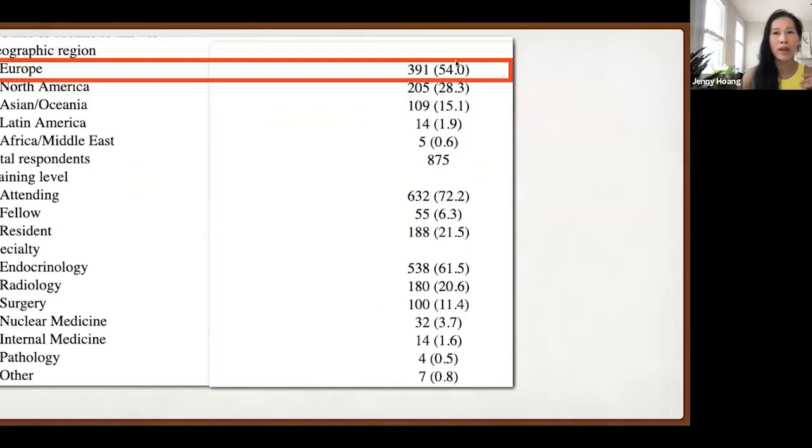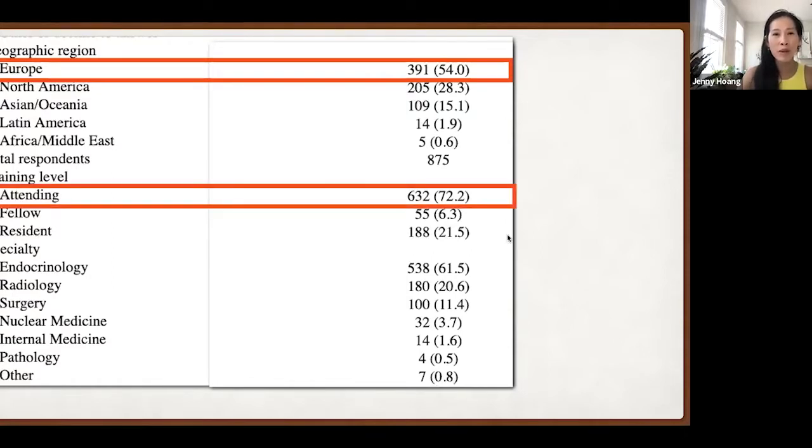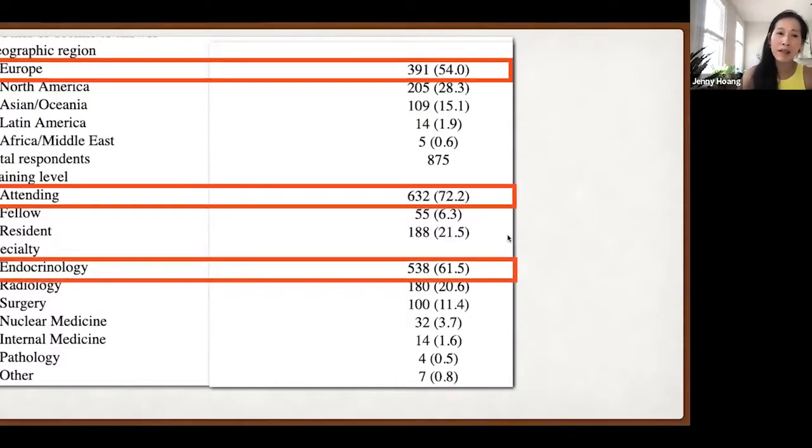Europe, the majority were actually from Europe, so 54%. So shout out to Europeans who may be better at responding to surveys than Americans, or maybe at that stage, COVID was running through the United States more, I don't know. So a lot of Europeans responded, so that definitely biases the result in some way. And so that subgroup analysis is important. More attendings responded than fellows and residents. And then in particular in endocrinology, more than half of the respondents were endocrinologists. So again, that subgroup analysis is really important then. After that, it was radiology, then surgery.